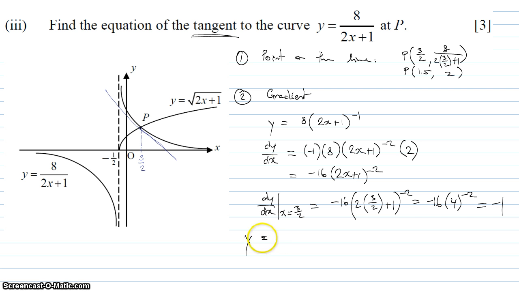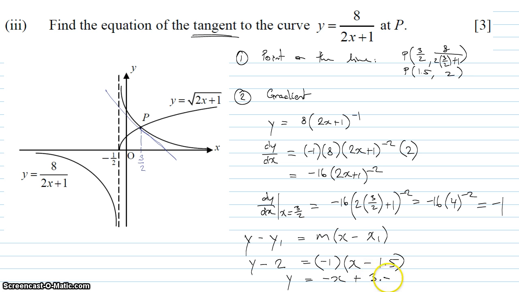So the equation of our line is y minus y1 equals m times (x minus x1). This gives us y minus 2 is equal to negative 1 times (x minus 1.5). So y equals minus x plus 3.5. And that's the equation of our tangent line at P.